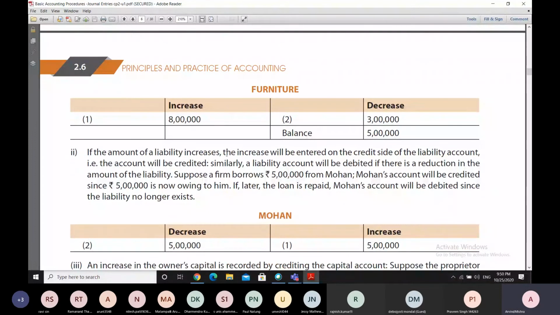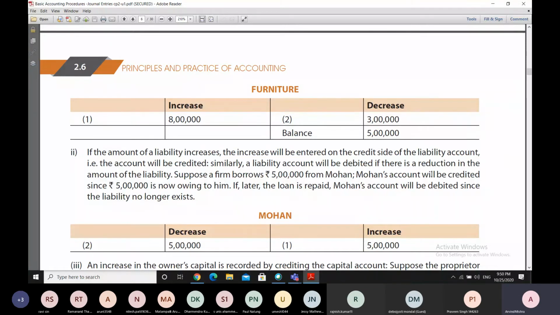Similarly, if the amount of liability increases, the increase will be entered on the right hand side or the credit side of the liability account. That is, the account will be credited. Similarly, a liability account will be debited if there is a reduction in the amount of the liability.